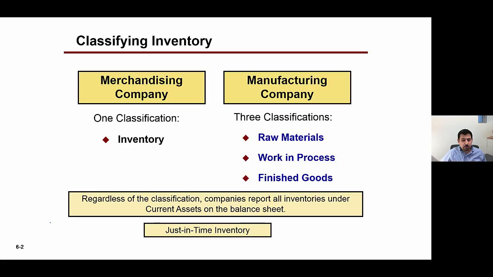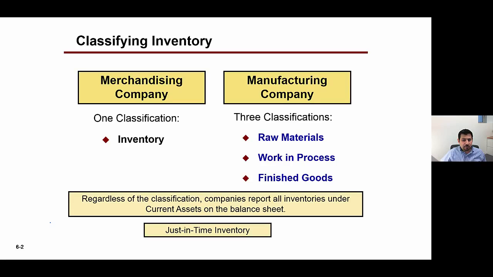And then we also have finished goods. Those are the cars that the company is ready to sell, trucks that the company is ready to sell, etc. They are completed. And then you have whatever is in between. Those are work in process. Those are the cars or the trucks that are being manufactured now.